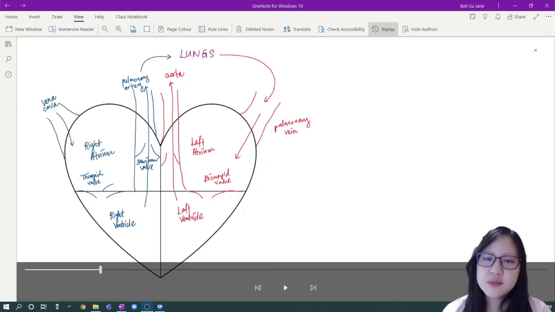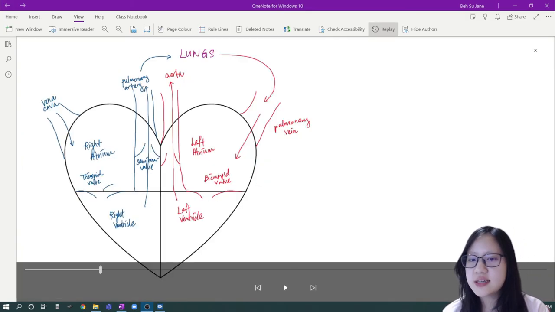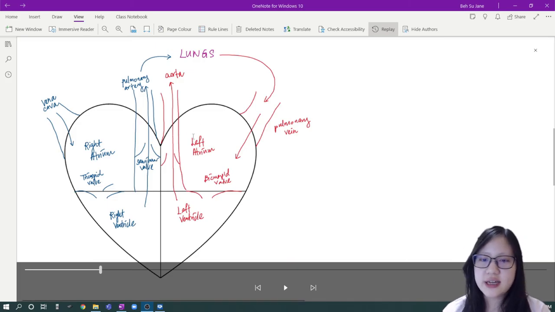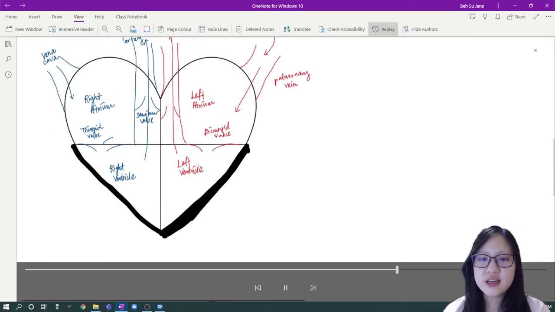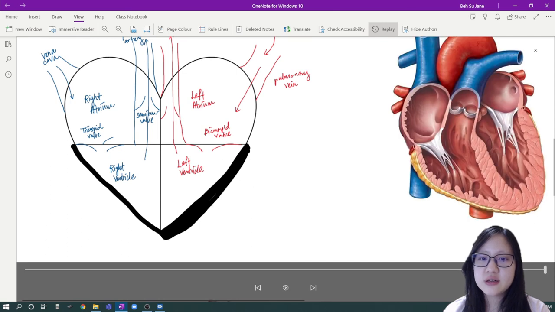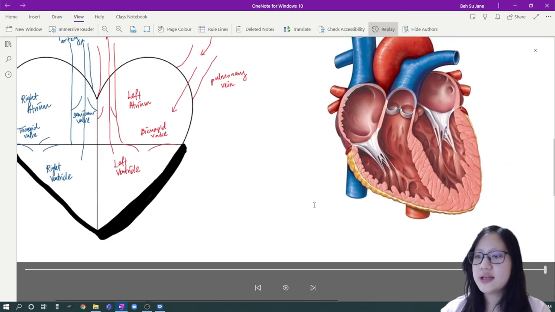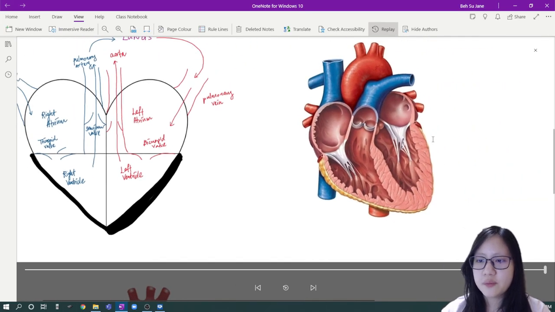Now, what is also missing in the diagram, missing information, is that the wall thickness are actually different. So here we just drew one line for all the walls, right? But really, the ventricular walls are definitely thicker than the atrial walls, and the left ventricle is definitely way thicker than the right ventricle. You can see the diagram here, which is more realistic and shows the muscle layers.